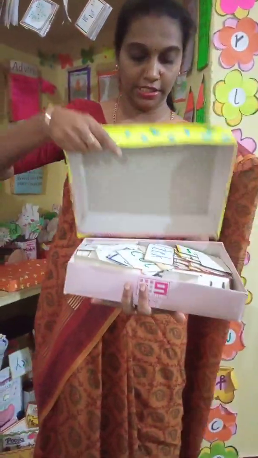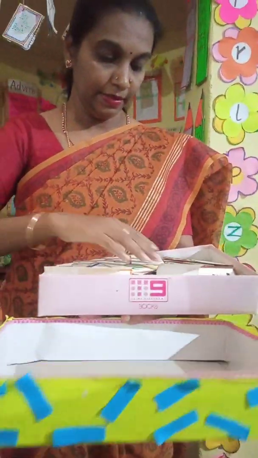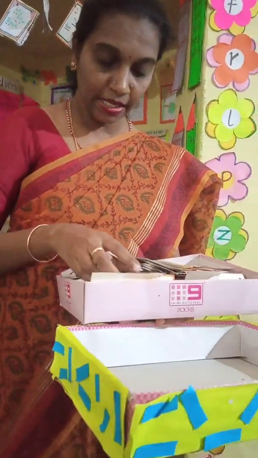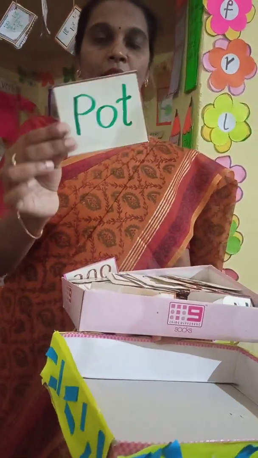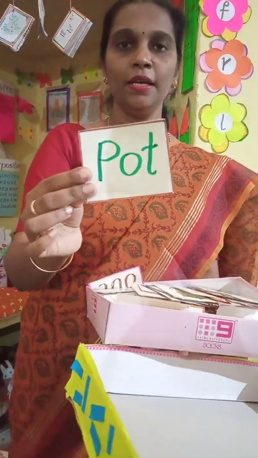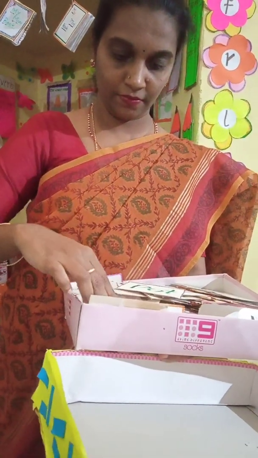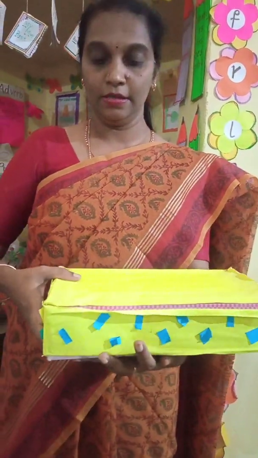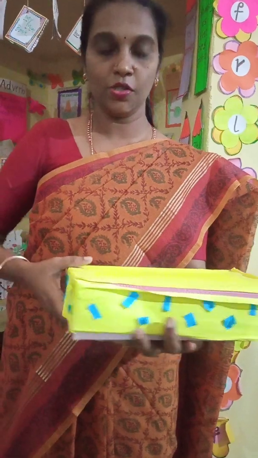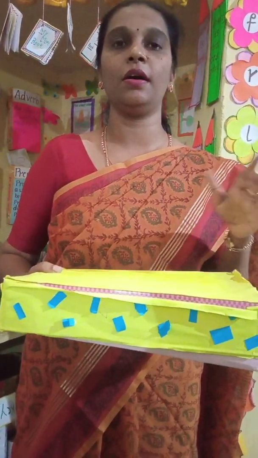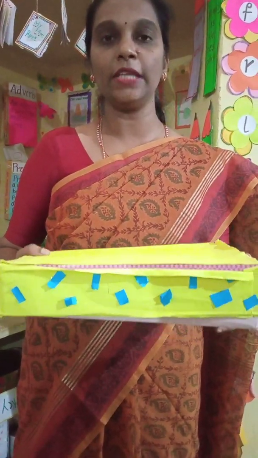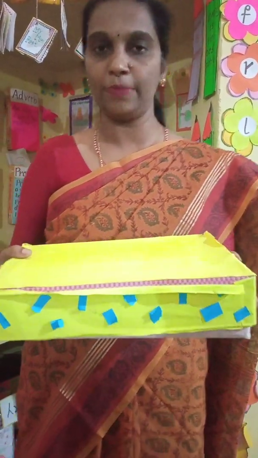Next, when we move to this one, this is a word box. As you see, there are a number of words over here. This is the word P-O-T, pot. This is the word M-E-N, men. So our students have prepared 3-letter and 4-letter words. So whenever they are free, I use this word box for 1 to 5th standard students to make them read and to make them frame the sentences.